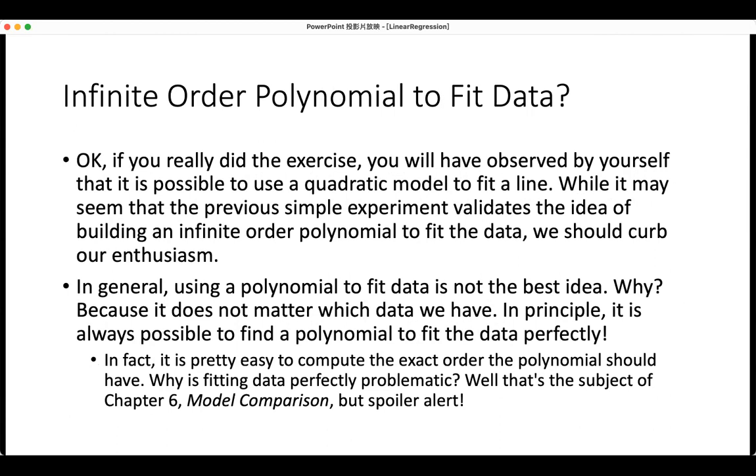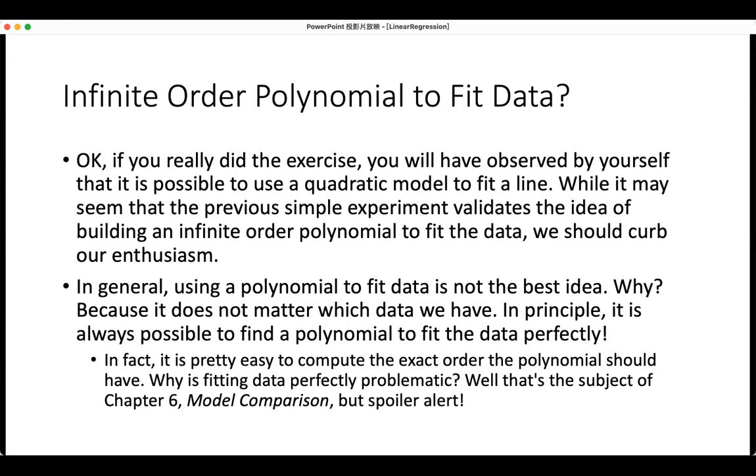While it may seem okay, the previous simple experiment validated the idea of building an infinite order polynomial to fit the data. We should not do that. Why? In general, using a polynomial to fit data is not the best idea, because it does not matter which data we have. In principle, it is always possible to find a polynomial to fit the data perfectly.